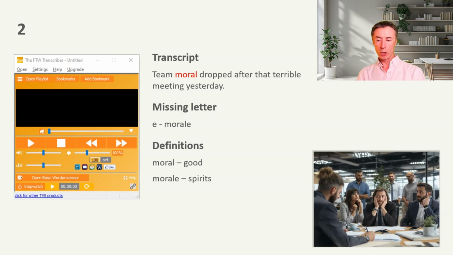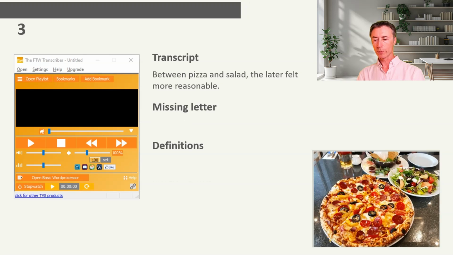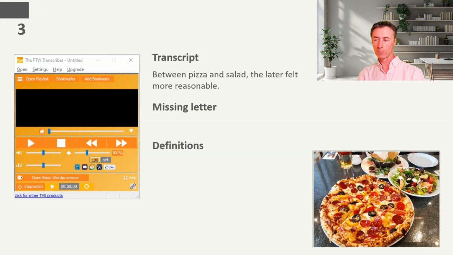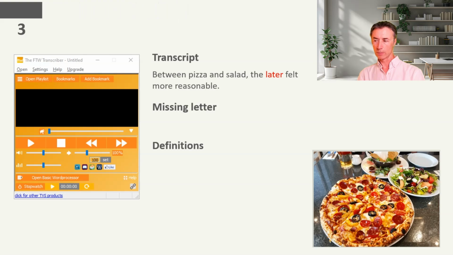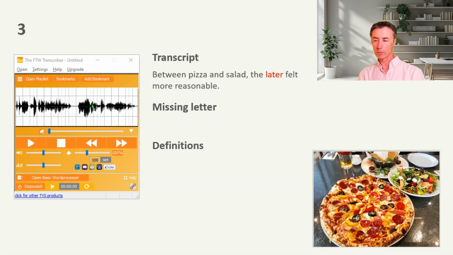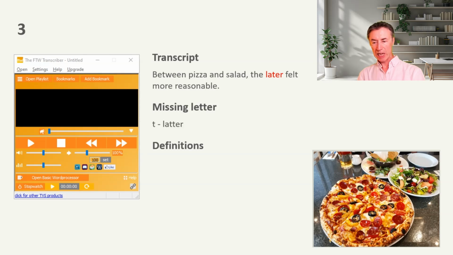Number 3, which word has a letter missing in this sentence? Here's the answer. What letter is missing? Have a listen. Between pizza and salad, the latter felt more reasonable. And the answer? The letter T is missing. Later should actually be latter. What are the definitions of those two words? Later means subsequently, and latter means the second one.